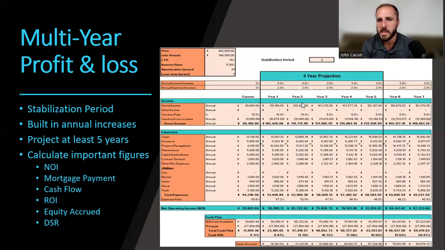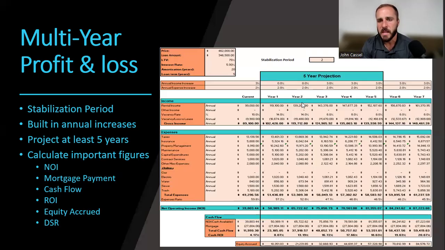But 5 gives you a good snapshot in case you're going to sell at 3, sell at 5, even hold it longer than that. But 5 is a good number for that. And like I said, you break down the annual increases, annual expense increase, and then you do income, expenses. That gives you net operating income, and then cash flow. So you take off the mortgage, gives you cash flow, and then you take that cash on cash or total ROI or yearly ROI figure off of.